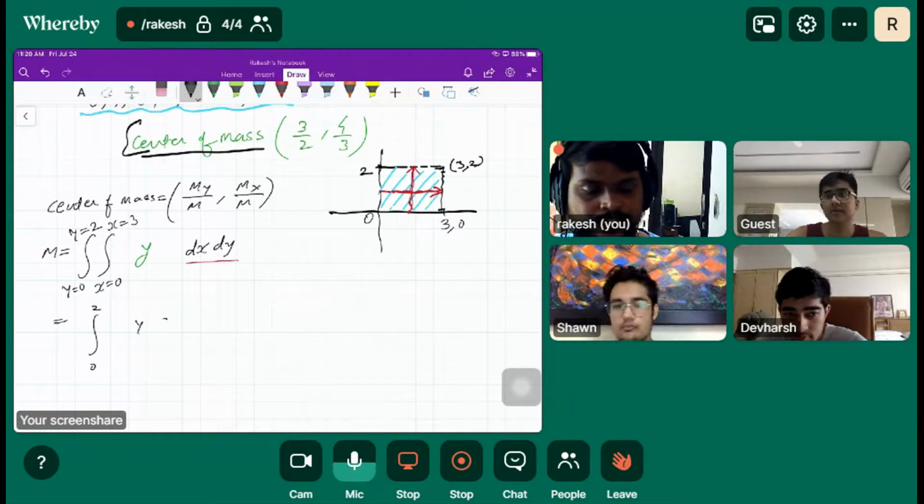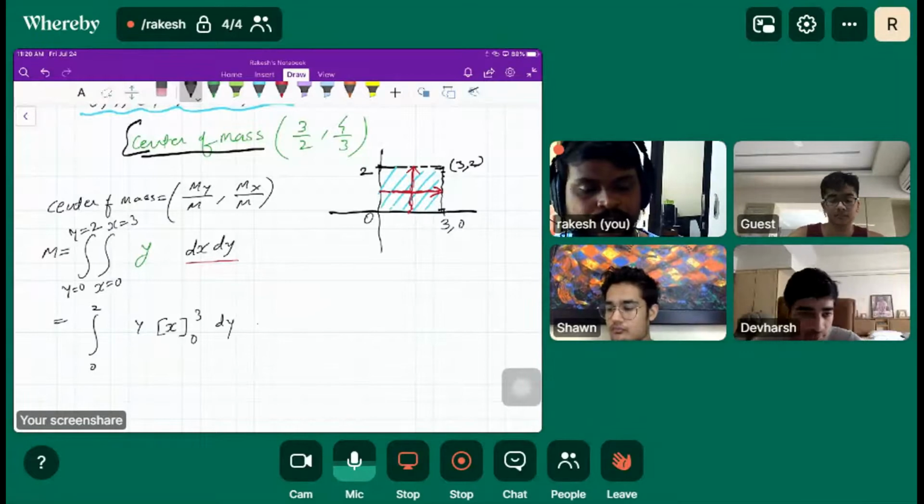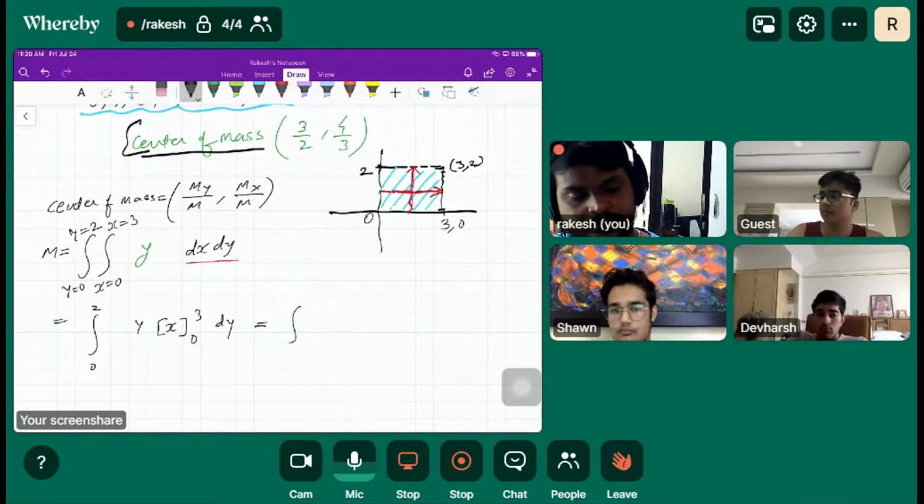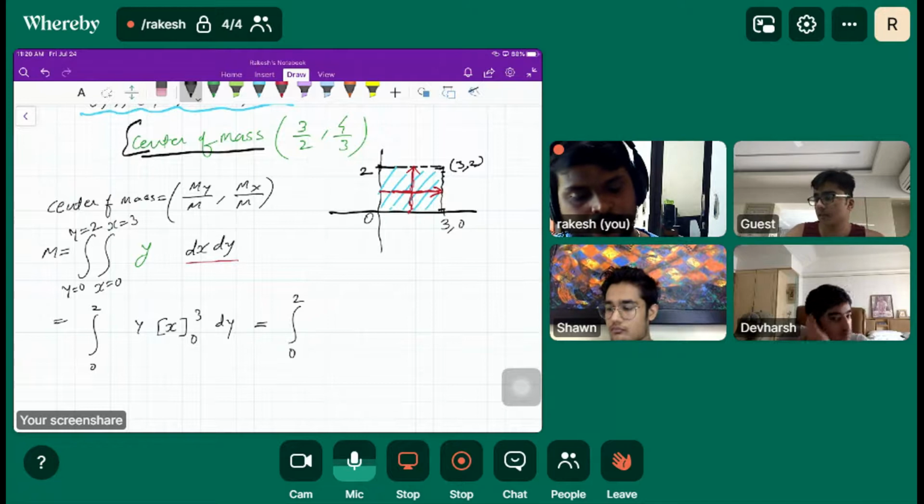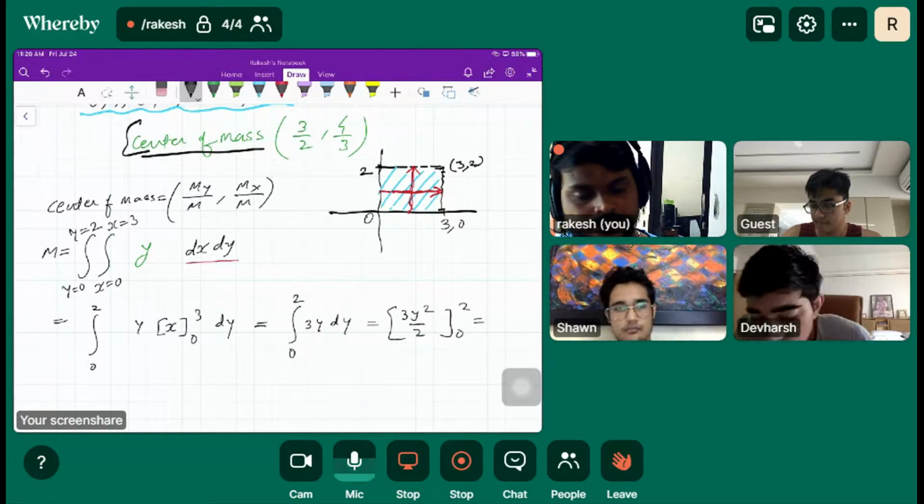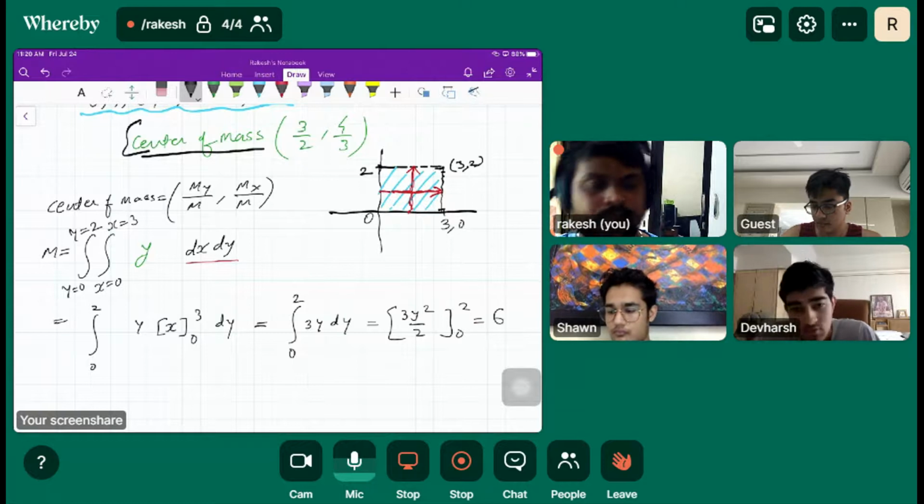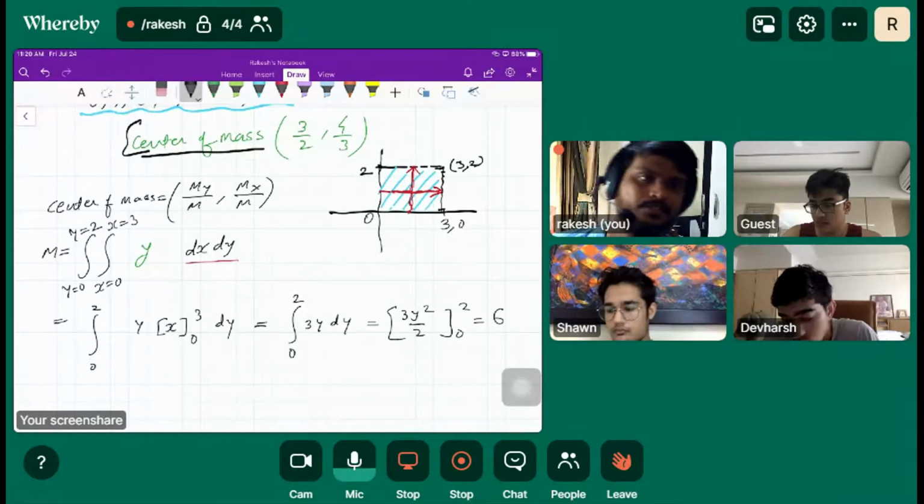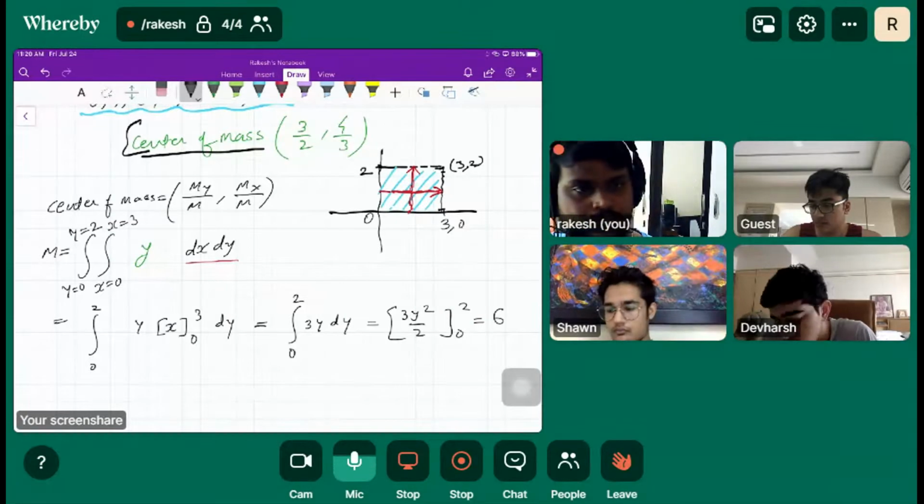So we'll apply the limit 0 to 3 for dy, and then 0 to 3y for the integral of 3y dy, which gives 3y squared upon 2 from 0 to 2, which is 2 to the 6, 2 to the 4, 3 to the 6. So the mass is 6.